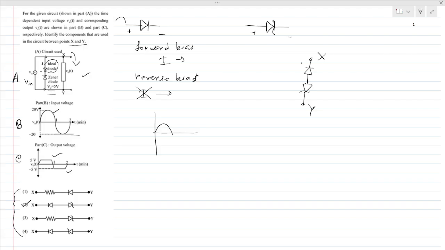That's why the diode must be connected in the forward bias direction so that the current can flow. But the Zener diode must also be connected in such a way that you get only 5 volt, and minus 5 volt. That's why option number 2 is right.